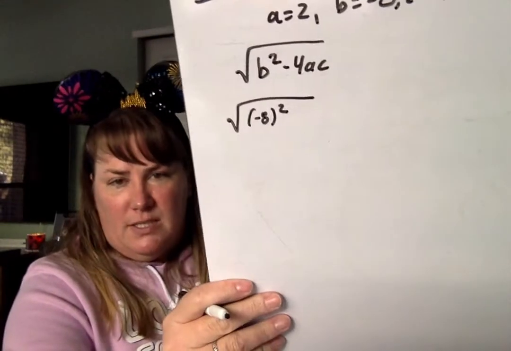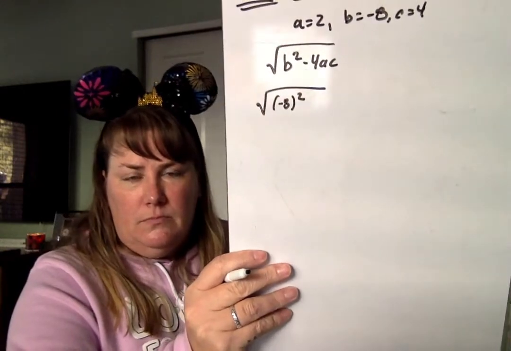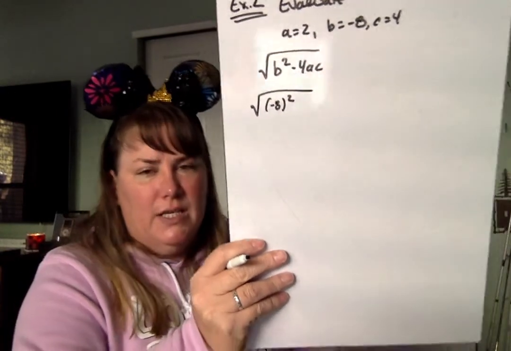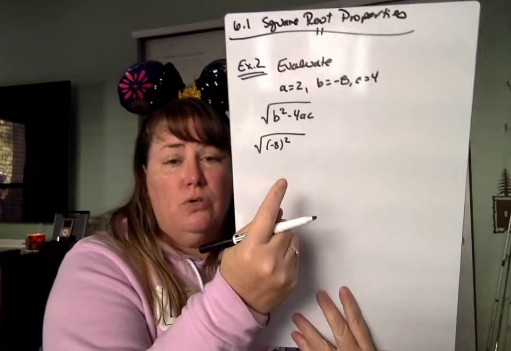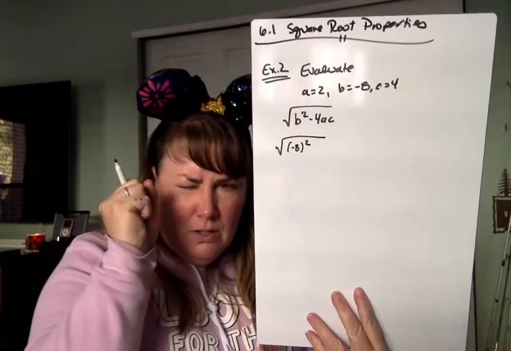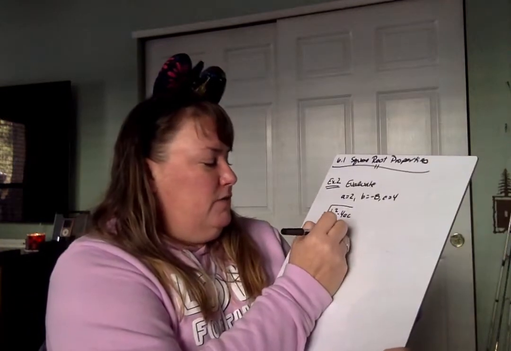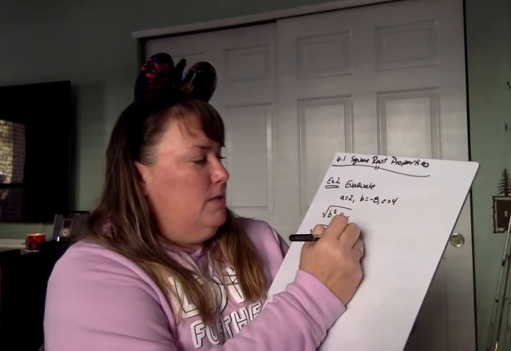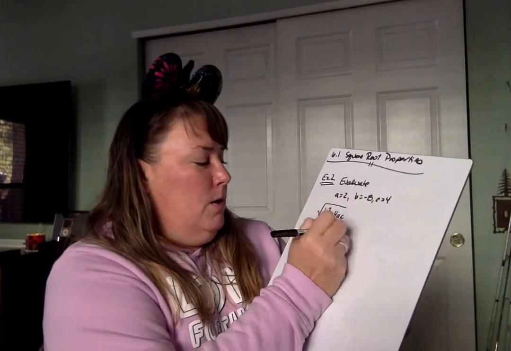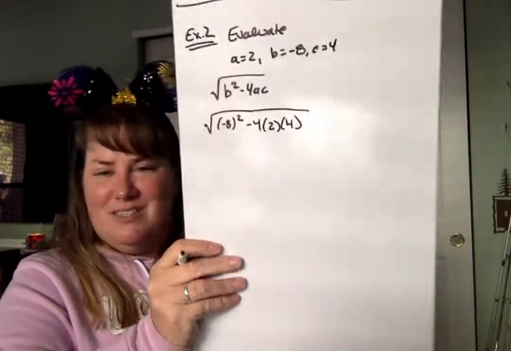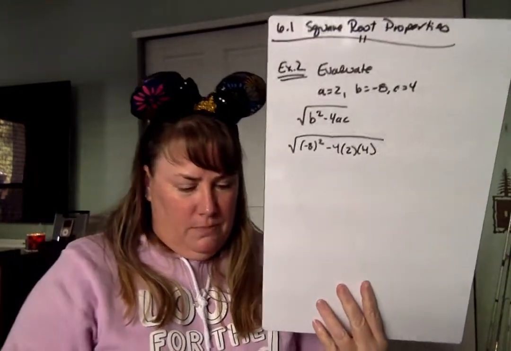Notice I put that in parentheses. Because you're squaring whatever b is, and b is negative. So it's important that you remember what you're squaring and where the negative is. That's b squared minus 4 times a, which is 2, times c, which is 4 again. You want to make sure your radical is long enough because this is all being done underneath that radical symbol.